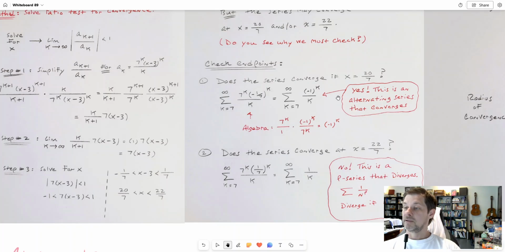Now, this is an alternating series that converges. So we'll have to include this number in our interval of convergence. 20 over 7 is part of the answer. It's one of the values that makes that series converge. Okay, let's check the other endpoint, 22 over 7.